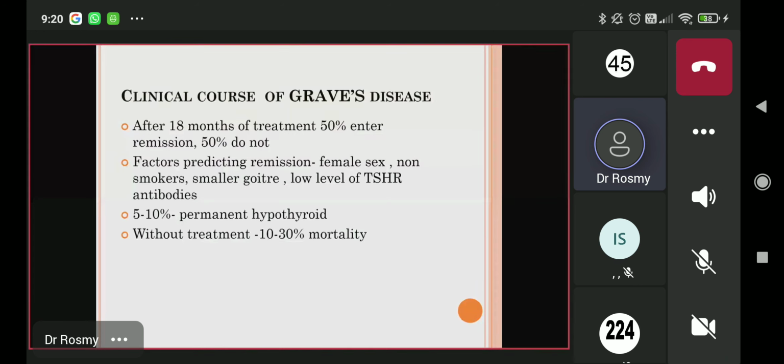And 5 to 10% of Graves will also become permanently hypothyroid. Okay? It can be because of the drug you are giving, or per se because of the disease itself. And if you don't treat, then there is high mortality. The chance of the patient dying is 10 to 30%. So one very important thing is that if you identify the disease, you treat the disease.